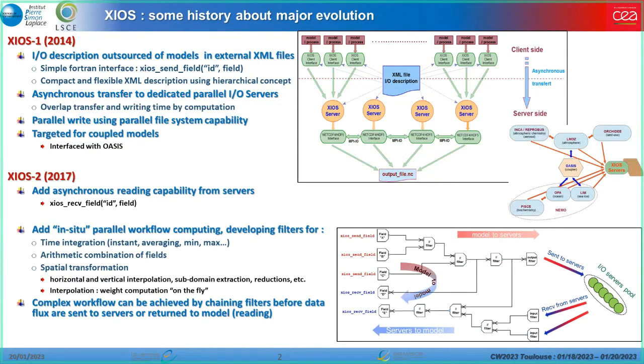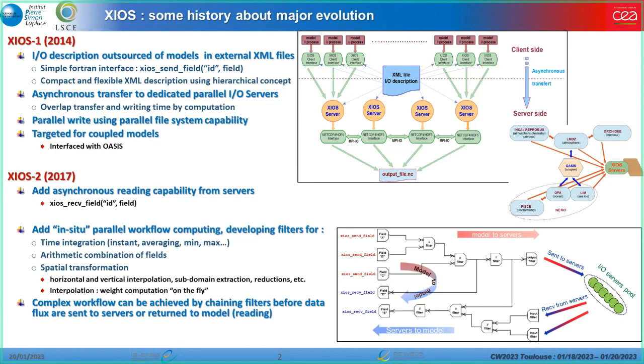We can make a combination of fields to create new fields that can be sent after to the servers. And we can also apply a spatial transformation. That means we change the geometrical shape of the fields that are sent to the workflow. So, for example, you can implement horizontal and vertical interpolation, subdomain extraction, reduction, axis extension, axis exchange, etc. In this coding workshop, it is now important to make a focus on the interpolation.